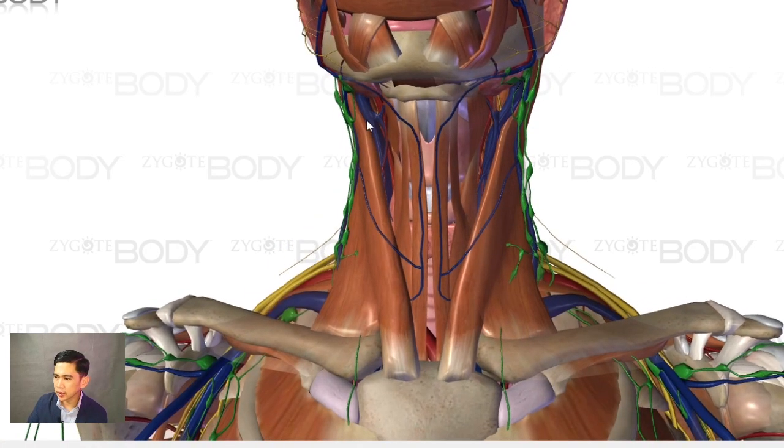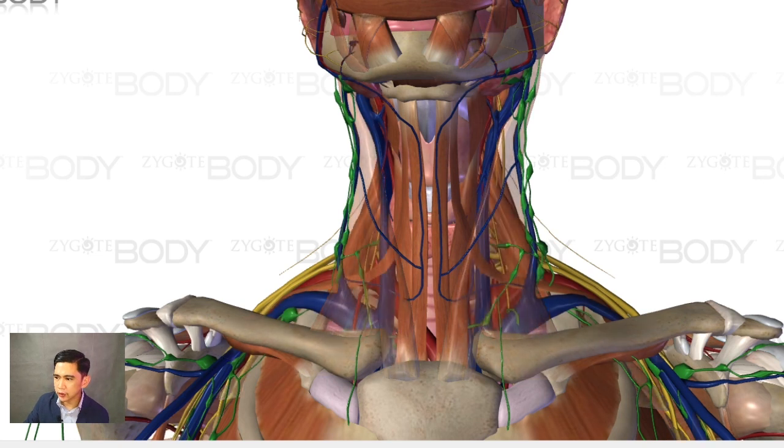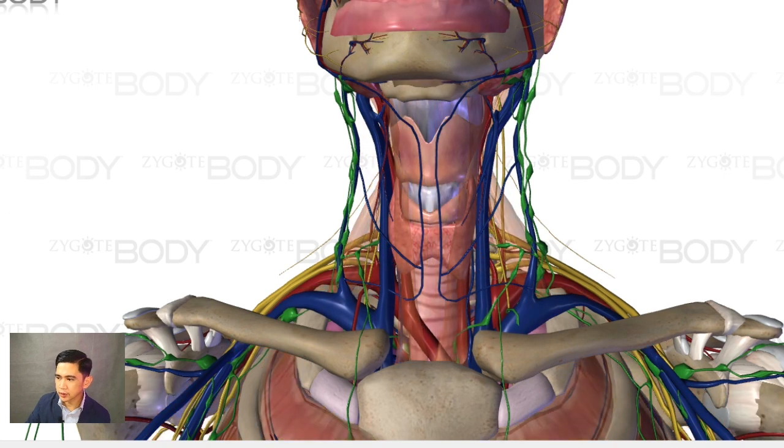So notice that the strap muscles are joined in the midline. There must be a fibrous tissue that glues them together. We call it the median raft. We just have to open them to reach the thyroid gland. So if we have to remove them, okay, that's the strap muscles.